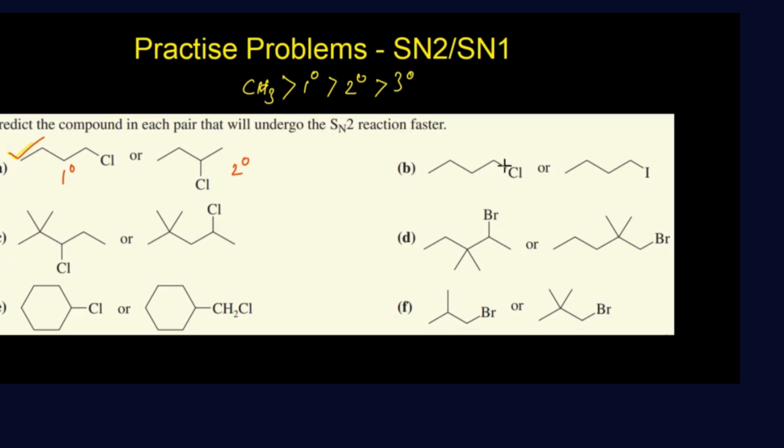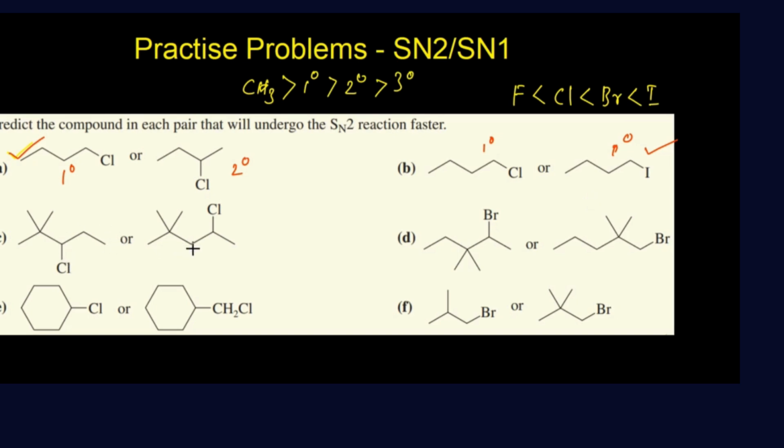Now what about B? Both are primary alkyl halides, but the leaving group is different. In the first case it is chlorine and in the second case it is iodine. Which is the better leaving group? As we studied, fluorine is the worst leaving group, then chlorine, followed by bromine, and iodine is the best leaving group. So the iodine alkyl halide will go faster.